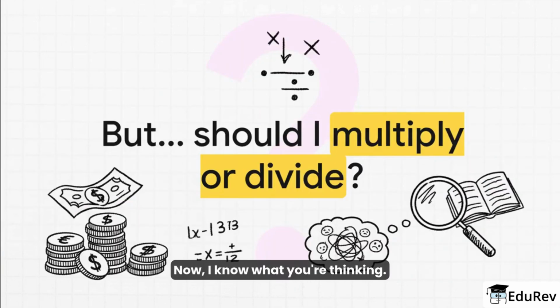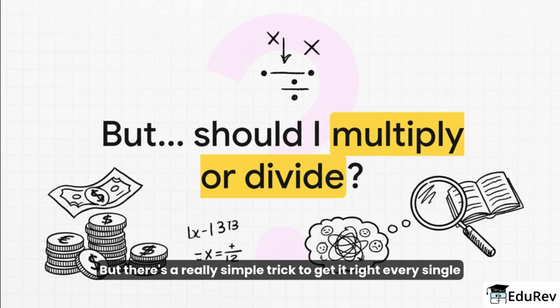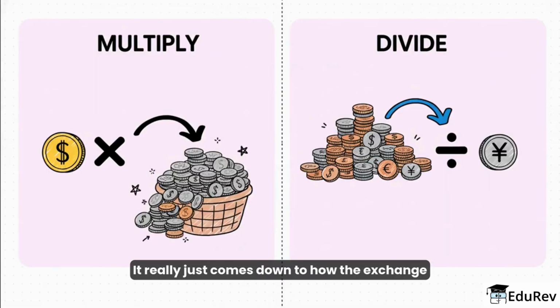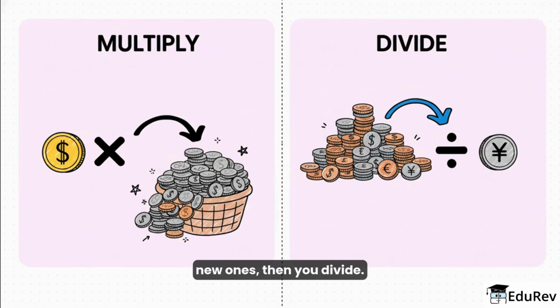Now I know what you're thinking. Okay, that's great, but how do I know if I should be multiplying or dividing in the first place? This is the question I always get, and it's where so many people get tripped up. But there's a really simple trick to get it right every single time. It really just comes down to how the exchange rate is written. If 1 unit of your currency gets you lots of the new currency, you're going to multiply. But if it takes lots of your currency just to buy one of the new ones, then you divide.